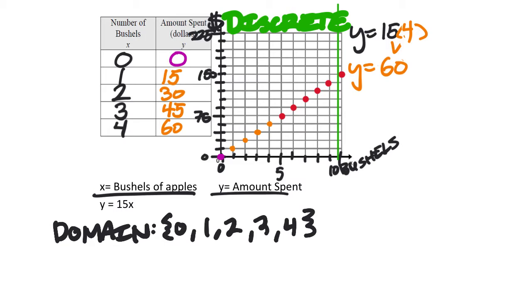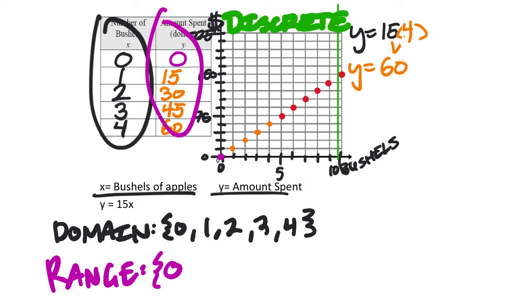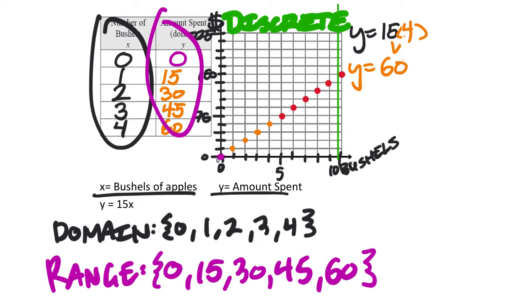So the domain is just all the X values. That's this column right here. And then the range is all the Y values. Fancy brackets is just this column, these values that I got. So 0, 15, 30, 45, and 60. Just be careful, because if you see negative values and it wants it from least to greatest, the more negative it is, the less it is. So it may not be matching 1, 2, 3, 4, 5 on this.